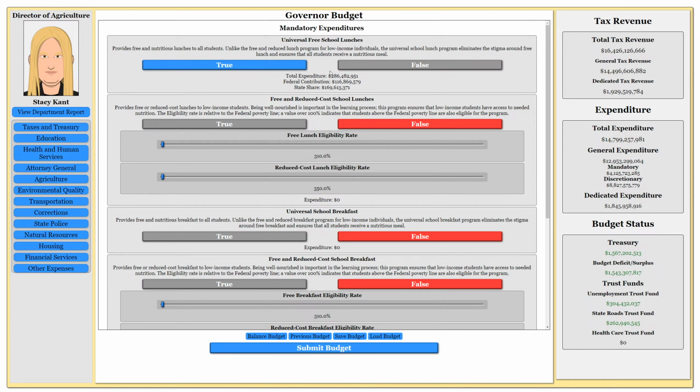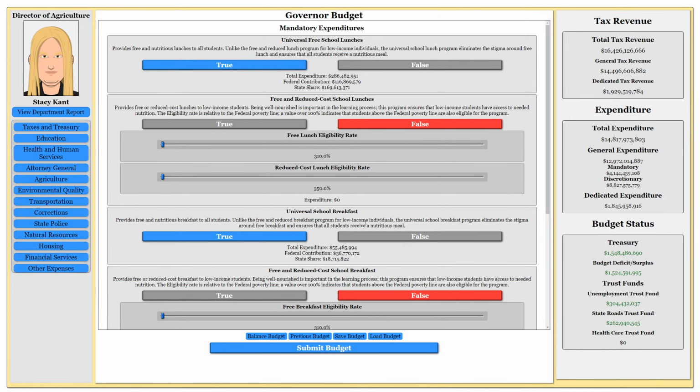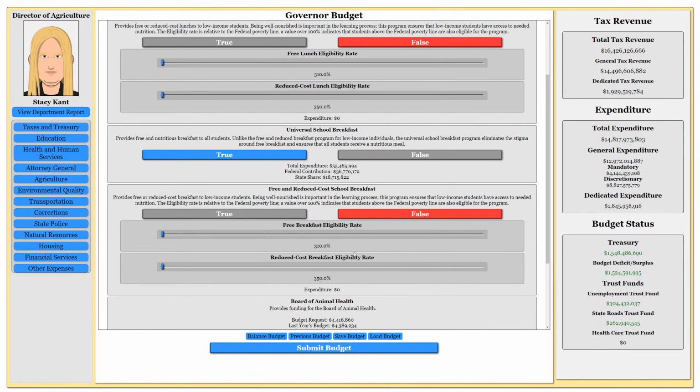We're gonna do universal free school lunches. The federal government does have their own program, so we're gonna come in and split this here. Total expenditure is 286 million, federal contribution is 116 million, and the state will bear 169 million dollars in cost. Same thing for universal school breakfast: that was $55.4 million. The federal government will pitch in $36.7 million, and the state of Oregon will put in $18.7 million.